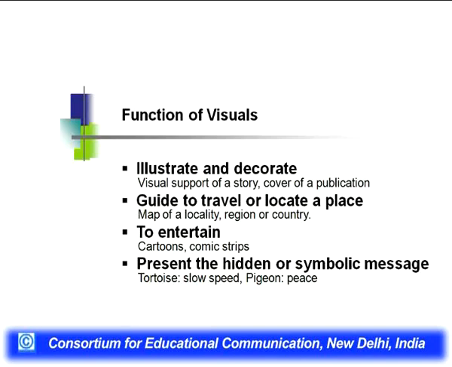Guide to travel or look at a place. Naturally, maps. Maps are another form of visuals. With the help of maps, you can look at a place and you can go to different places. There is another form of visuals.